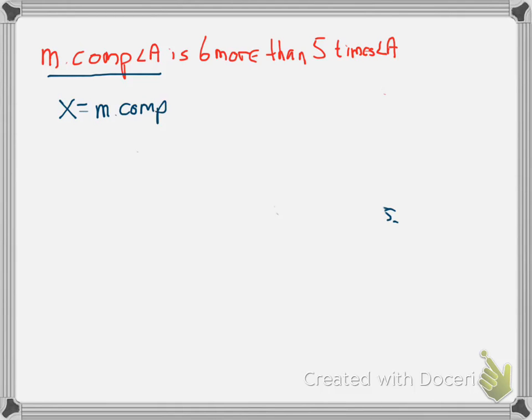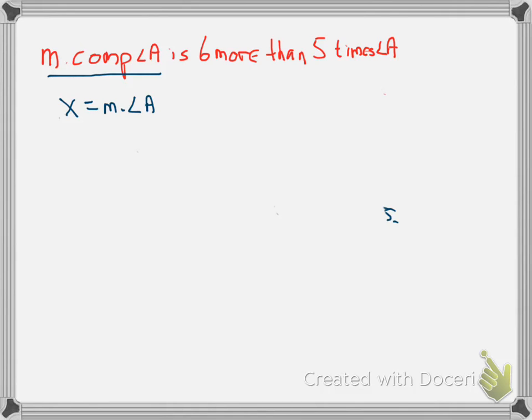You just need to know what your variables stand for. In that case, the measure of the complement is... I'm going to retract my last statement here. We're still going to let angle A be our x in this particular solution. So we'll still go with x equaling the measure of angle A.